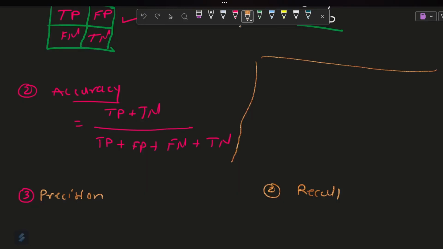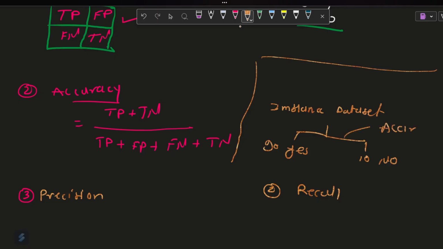When you draw a data set, that's the imbalanced data set. In that imbalanced data set, let's consider 90% are yes and 10% are no. In that imbalanced data set, the accuracy will be 90%. Okay. But what is the problem behind it?